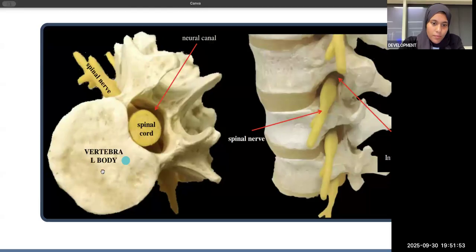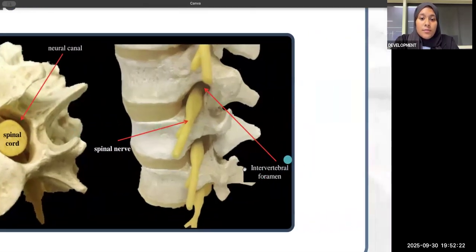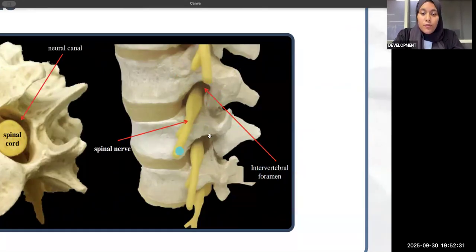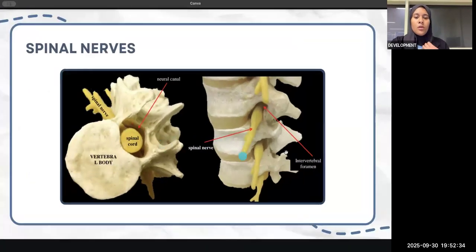So this is your vertebral body, okay? And this is your spinal cord. Your spinal cord runs directly posterior to your vertebral body, and it runs through the neural canal. So where is the spinal cord found? In the neural canal, okay? And as you can see, you see nerves coming out of the spinal cord. The nerves that are coming out of the spinal cord come out of the intervertebral foramen. Intervertebral means it's between the vertebrae. Foramen means an opening. So intervertebral foramen is where the spinal nerve comes out from, okay?